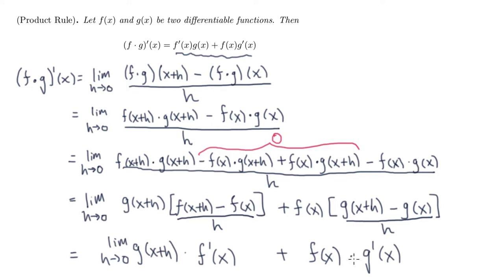And so everything's great as long as the limit as h goes to 0 of g of x plus h equals g of x. So how do I know this is true? And what is this even saying? Think about it for a second.